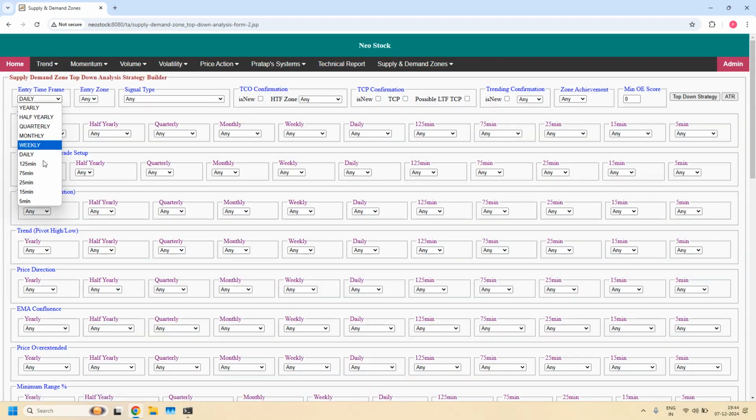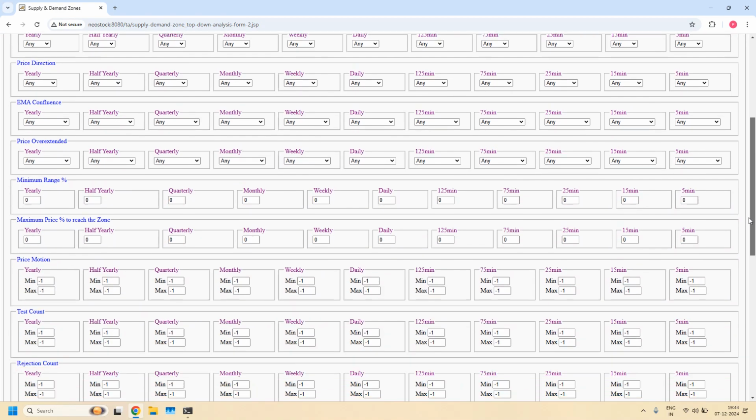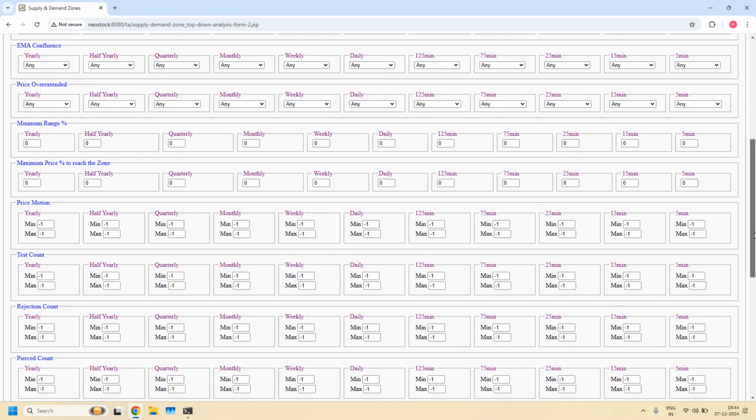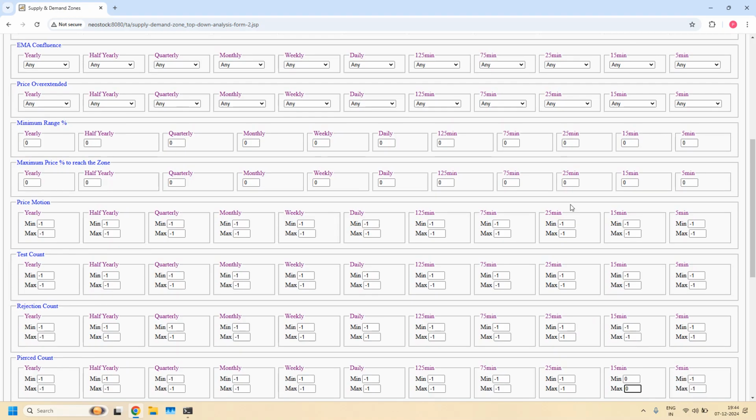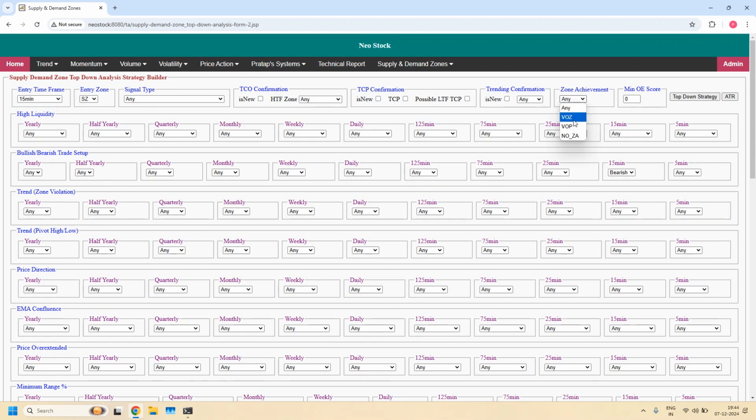So entry time frame is 15 minutes. Entry zone is supply zone. In bullish or bearish trade setup, at 15 minutes entry time frame, I am selecting bearish. These 15 minute supply zones should not be pierced. So in the pierced count, at 15 minutes time frame, I am setting minimum value 0, maximum value 0. Zone achievement should be violated opposing zone. Minimum odd enhancer score should be 12.